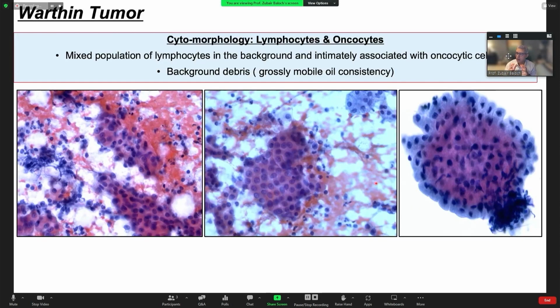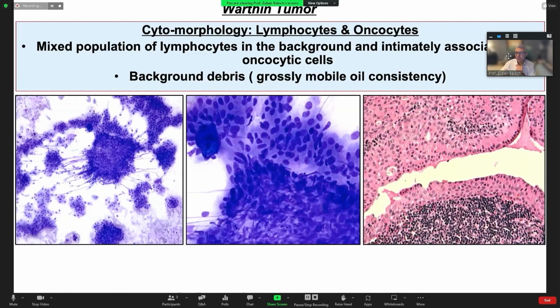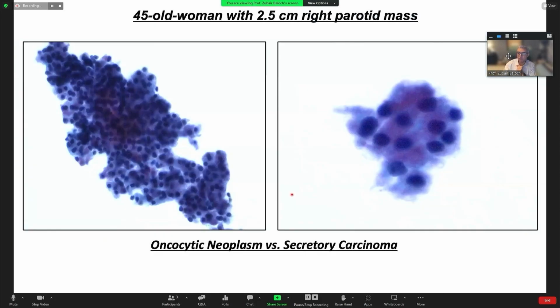So there are oncocytes and lymphocytes. The close association of lymphocytes in the background, plus those papillary groupings with the lymphocytes almost looking like the core, completely correlates with what you see on histology in these tumors. And this is a cell block from this tumor, and you can imagine this being that papillary group. Again, this bilayering of the oncocytes, plus the crushed lymphocytes in the core of these papillae.